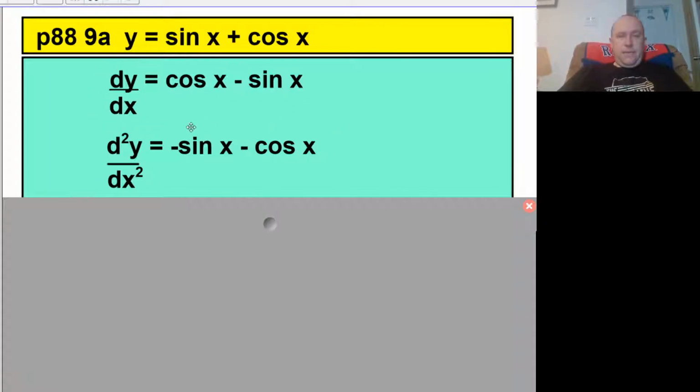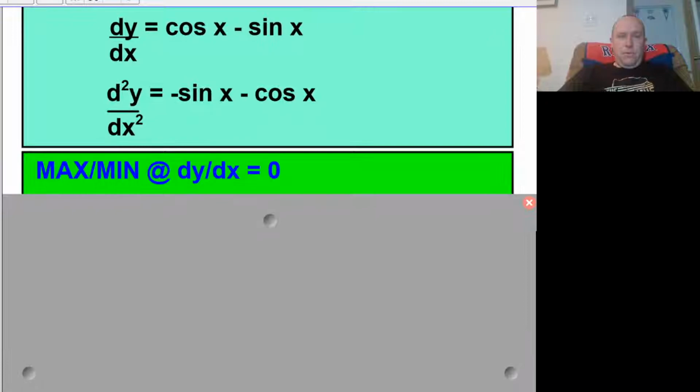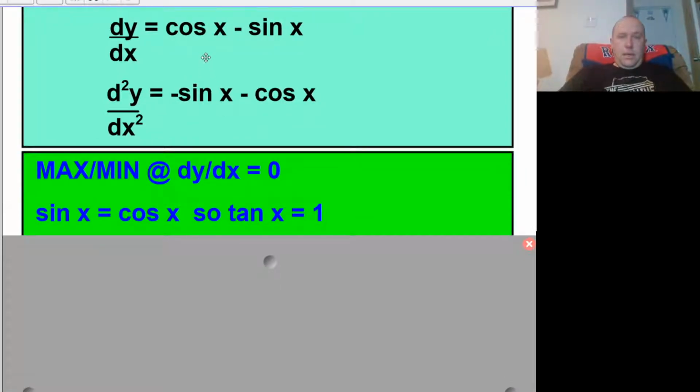So first step then, to find maximum minimums, we set the first derivative equal to 0. And I would always write that down as well. Show the examiner you know what you're trying to do here. Just do that little step of explanation. So it's basically when this equals 0.